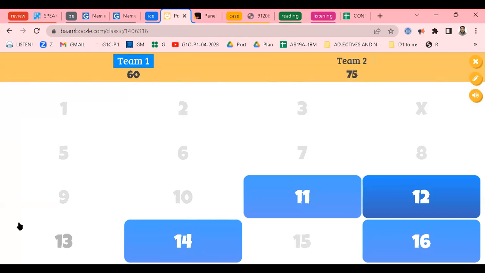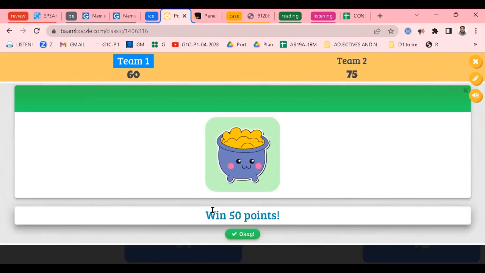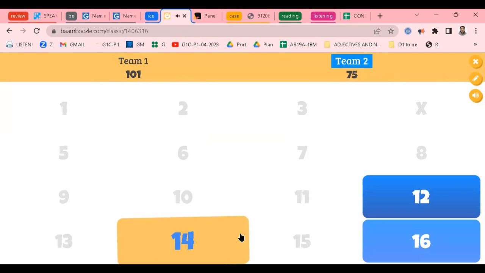Okay. Y ve que se ganaron una cajita, vieron que se ganaron una cajita con 25. A veces los quitamos de nuevo. Team 1. Okay. 11, okay. Win 50 points. Wow. Yes. Wow. Okay. I didn't expect that. Ni yo lo esperaba.